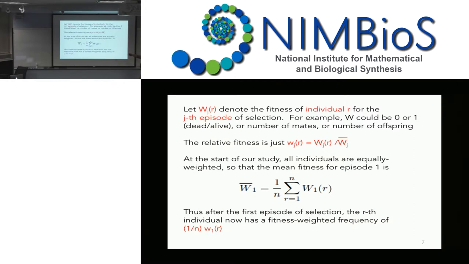One of the things we typically do is we standardize this and talk about a relative fitness. The relative fitness is basically given by taking your fitness and dividing it by the mean fitness of everyone else. So if we start selection, all individuals are weighted equally because we're assuming there's no history of prior selection. So I take the fitness, and then W bar 1 is simply that average. After the first episode of selection, we then have to weight the individual observations a bit differently. The rth individual now has a fitness-weighted frequency of 1 over n times W1, where W1 is its value standardized by the overall mean. We'll work out an example of this in a second.